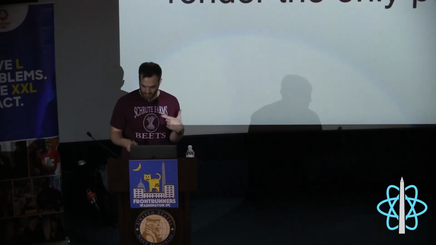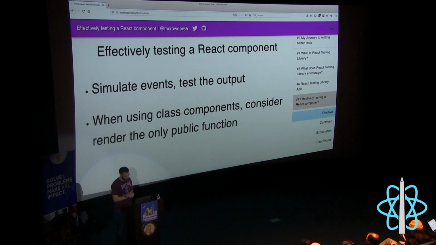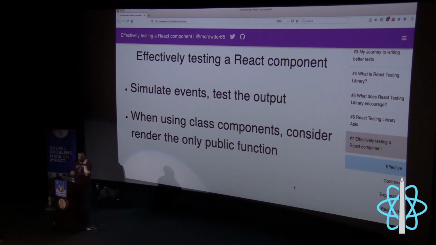All right. So last talking, and then I'll actually get into the examples. Effectively, testing a React output component, you want to simulate events and test the output, right? If you're using a class component, the only method you should consider public should be render. Everything else is private. You shouldn't care about the component lifecycle or your helper functions. Render is the only thing you care about. Why? Because it renders out to the DOM, and then you simulate events on the DOM.